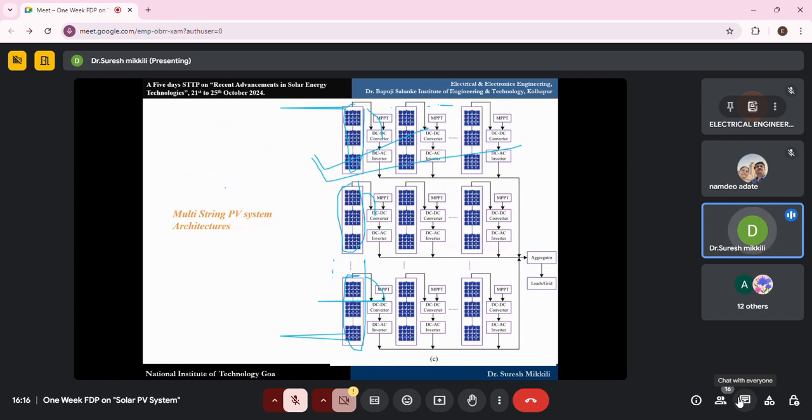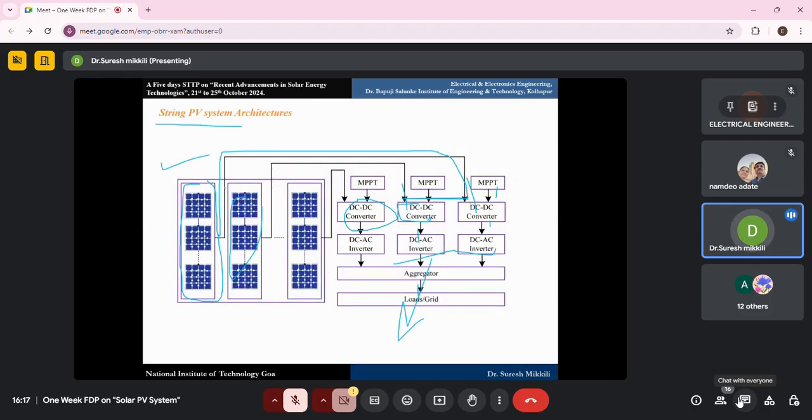There is one more thing, distributed MPPT. Nowadays people are also working on distributed MPPT. What does it mean? Each panel, or each module, will be provided with one converter. That is too costly, and the solar power plant will become the costliest.